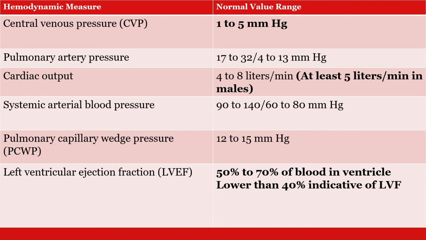CVP or central venous pressure can be measured with a jugular venous line. Normal is about 1 to 5 millimeters of mercury. Normal cardiac output in males is at least 5 liters per minute. A left ventricular ejection fraction lower than 40% indicates left-sided heart failure.